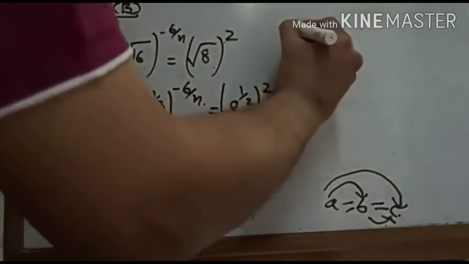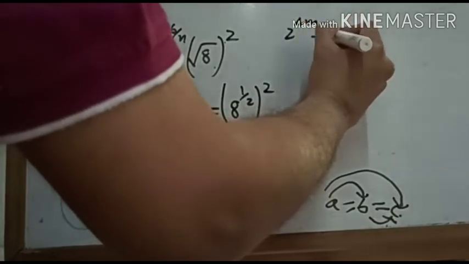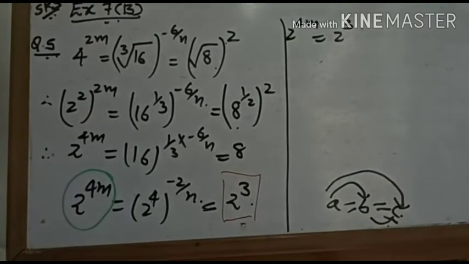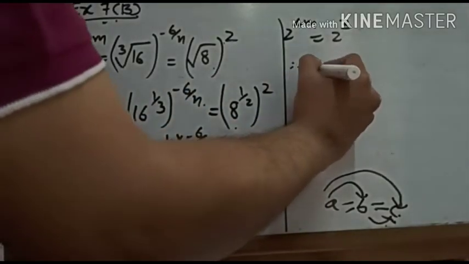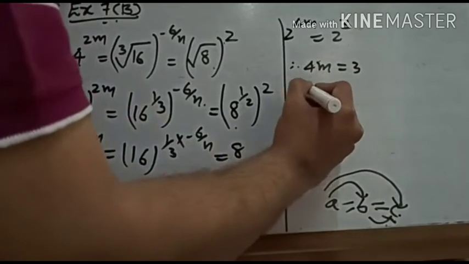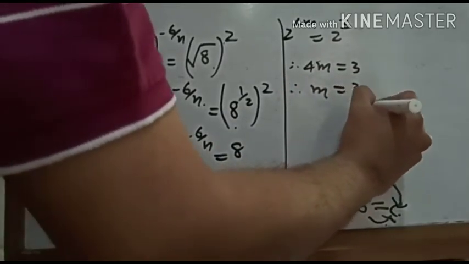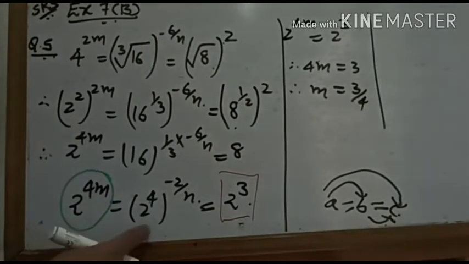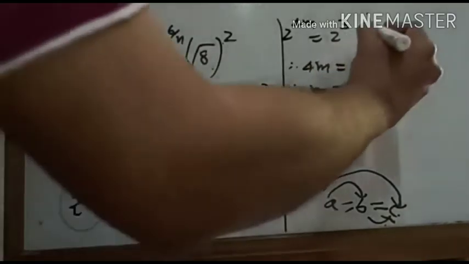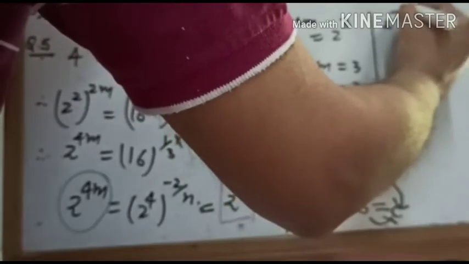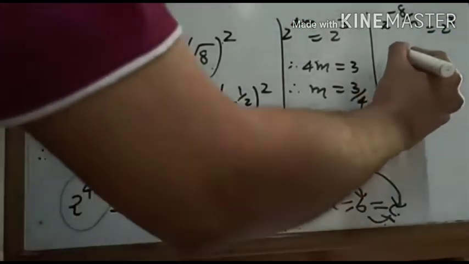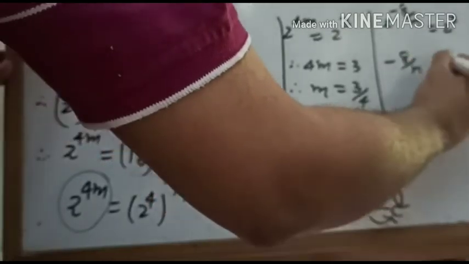So what I get, 2 raised to 4m is equal to 2 cubed. And now I apply that rule that if bases are equal, then powers or indices can be equated. So 4m is equal to 3. So ultimately m will be equal to 3 upon 4. I equated these two things. One more thing I can equate is these two things, right? So it is 2 raised to negative 8 upon n is equal to 2 cube. And now my dear friends, you can equate their indices.